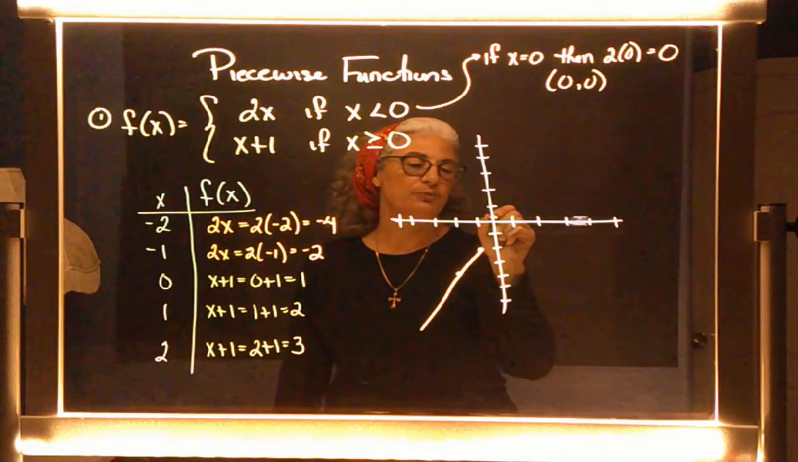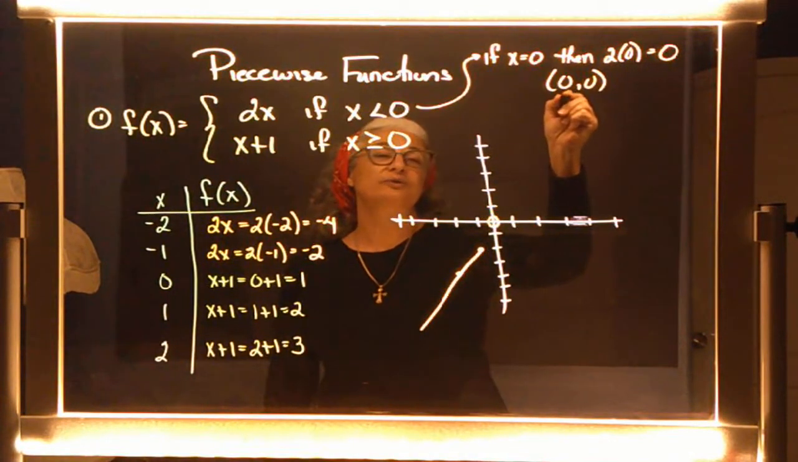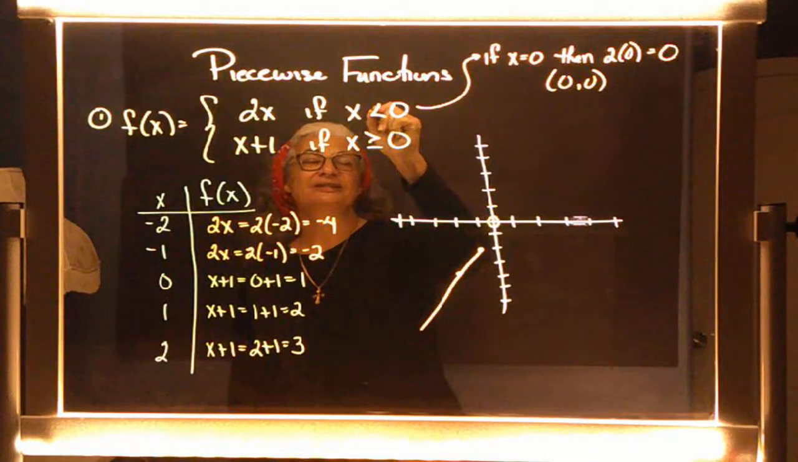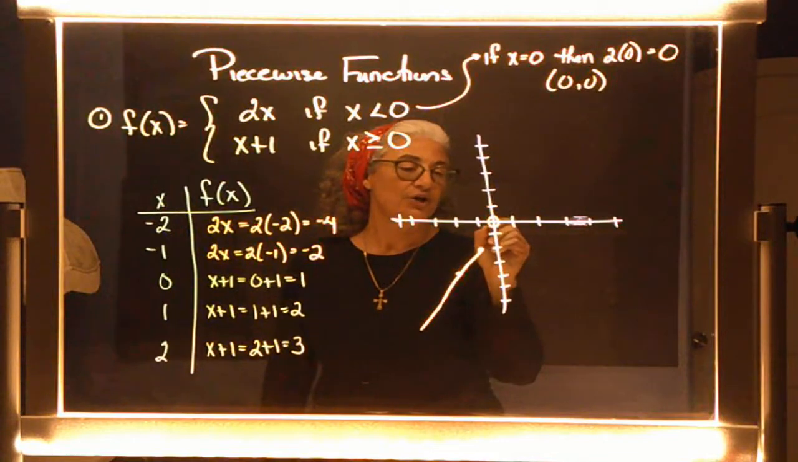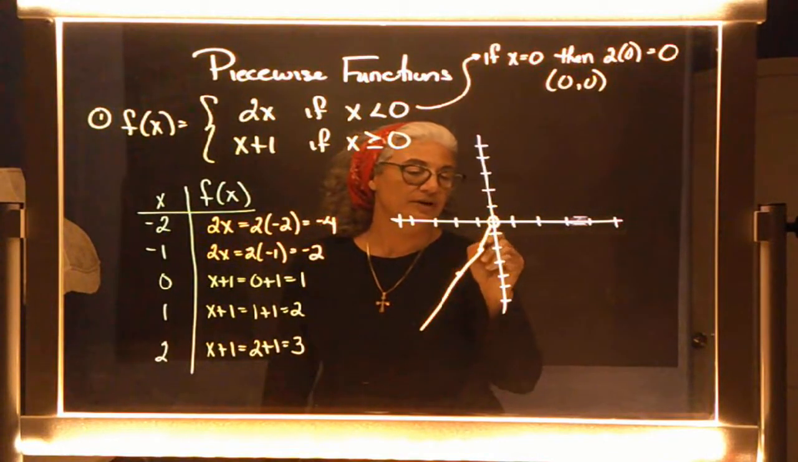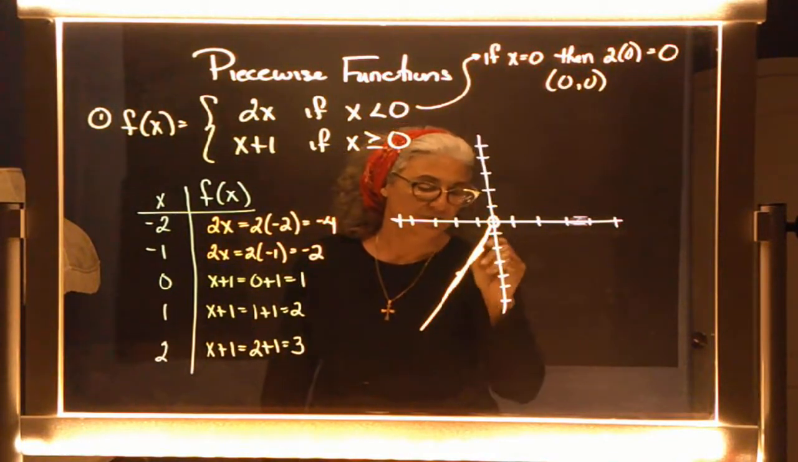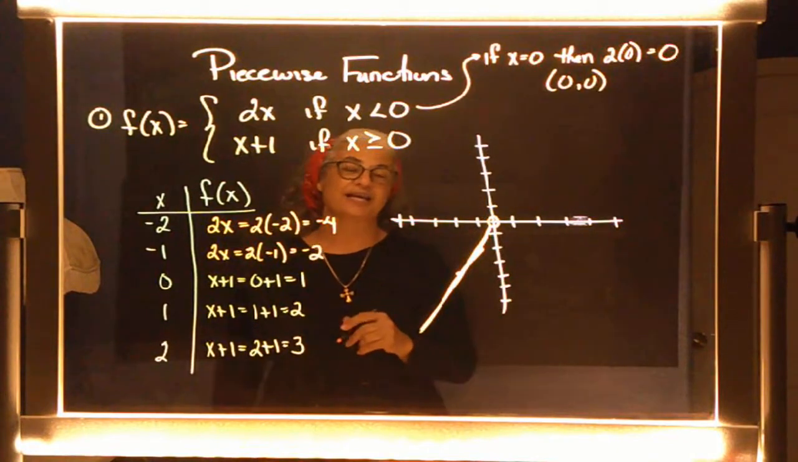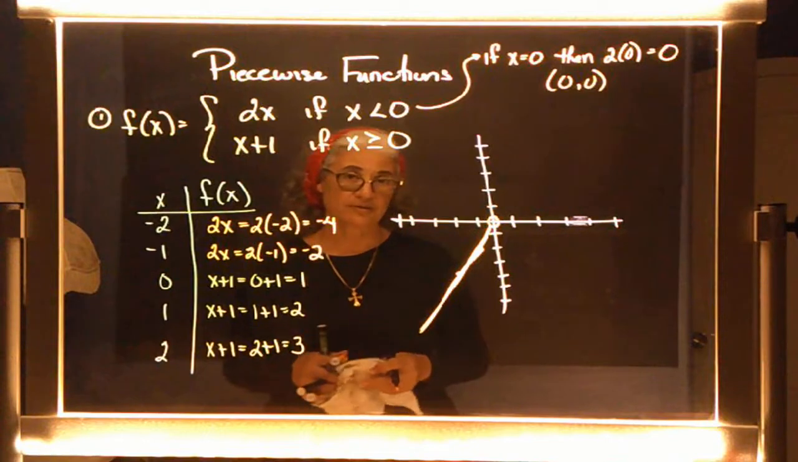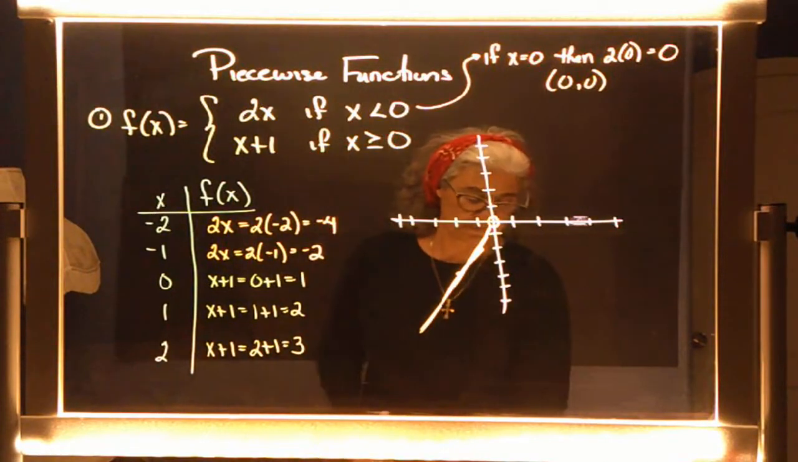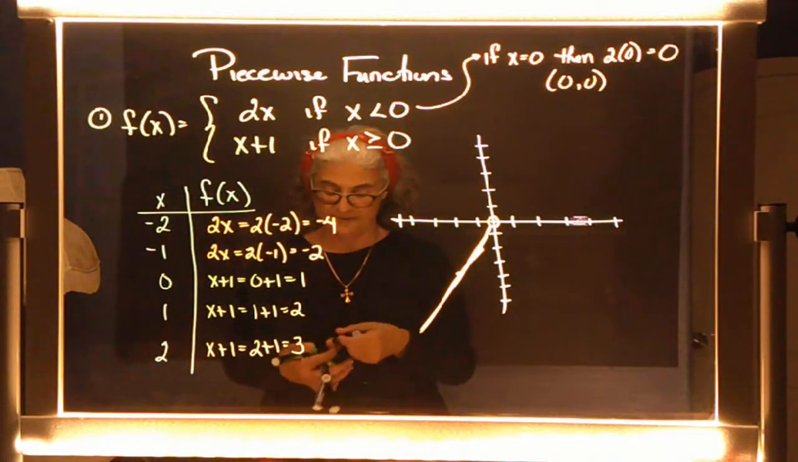So I'm going to put an open circle here at (0, 0), because I wasn't allowed to let x equal 0 on this first part. But if I had, I would have gotten the point (0, 0), which means this is where this piece of the puzzle, or this line, would have actually ended. It would have ended at (0, 0). Good? Okay. Now let's look at the second piece.